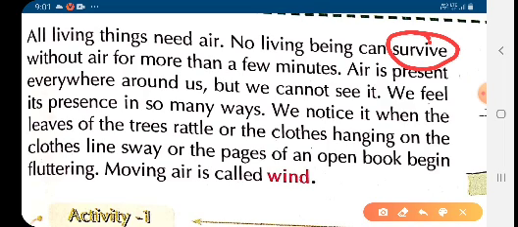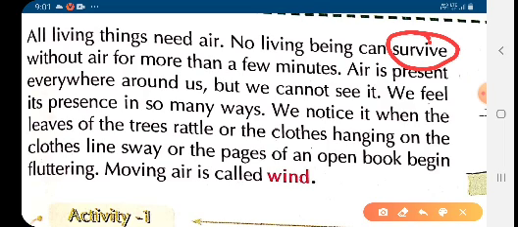Children, air is something which we breathe. Air is the most important thing that every human being needs to live. All the animals as well as plants breathe. That is why it is also important for plants and animals. Without air, plants and animals cannot live.